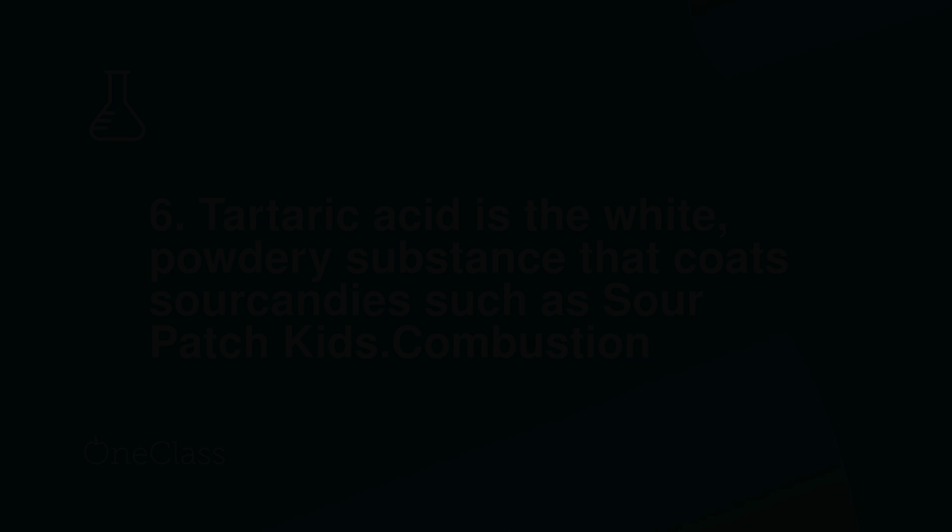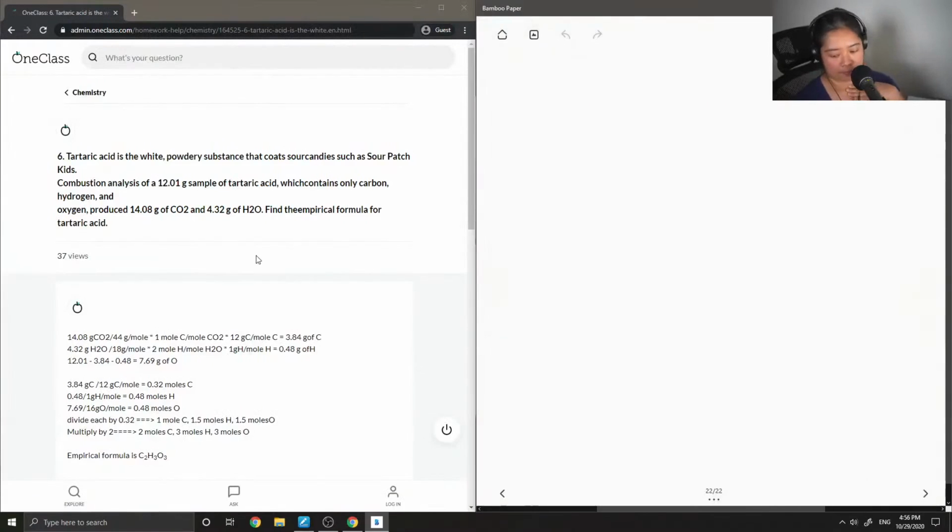Now let's move on to question number 3. Tartaric acid is the white powdery substance that coats sour candies such as Sour Patch Kids. The combustion analysis of a 12.01 gram sample of tartaric acid, which contains only carbon, hydrogen, and oxygen, produced 14.08 grams of CO2 and 4.32 grams of H2O. Find the empirical formula for tartaric acid.